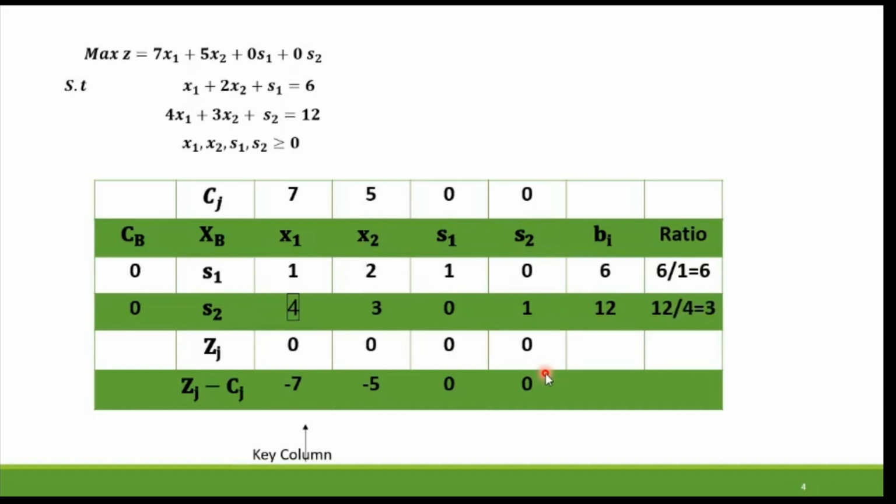ओके, उसके बाद ये दो रेशियो में जो मिनिमम वैल्यू है उसको चूज करना है. नाउ 6 और 3 में मिनिमम वैल्यू इज 3, सो दिस रो विल बिकम द की रो. ठीक है, मोस्ट नेगेटिव में से हमको की कॉलम मिलता है और मिनिमम रेशियो में से हमको की रो मिलता है. The intersection of key column and key row is called as the key element.